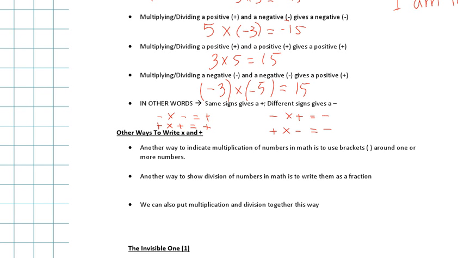Okay? So, what would your answer for this be? Positive 5. That's correct. Positive 5, because negative and negative becomes positive, 15 over 3. What if I have this? Negative, because one is positive and the other is negative. Are we okay with this?